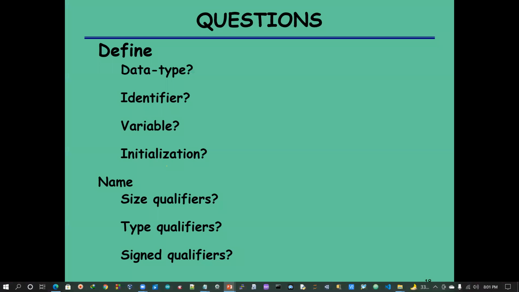Now, on the question session, anyone can ask you: what do you mean by data type, what is an identifier, what is a variable, what is initialization, what is the size qualifier, what is the type qualifier, what is the signed qualifier? I hope, Kaushik, among all these questions you can answer 6. Only one you cannot answer because I didn't teach you. Am I right or wrong?